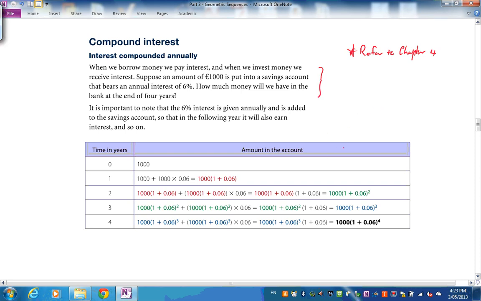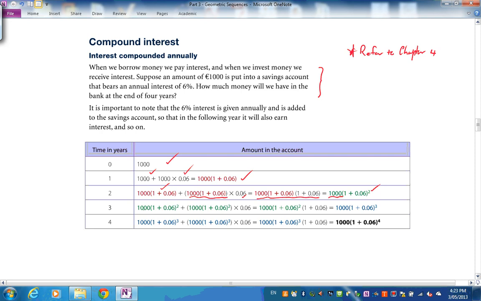So initially we've got 1,000. After 12 months, if it's an annual interest rate, we've got 1,000 plus 6% of 1,000, and we can factorise it. Then we're going to go on even further. So we've got our amount after 1 year, and then that amount is multiplied by 0.06 again. And so the amount we've got, if you factorise this, is 1,000 outside of 1.06 squared.